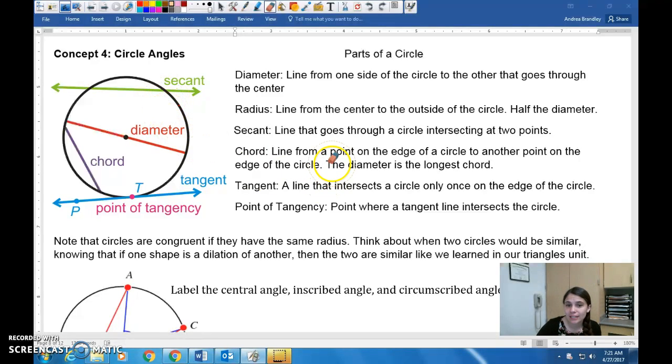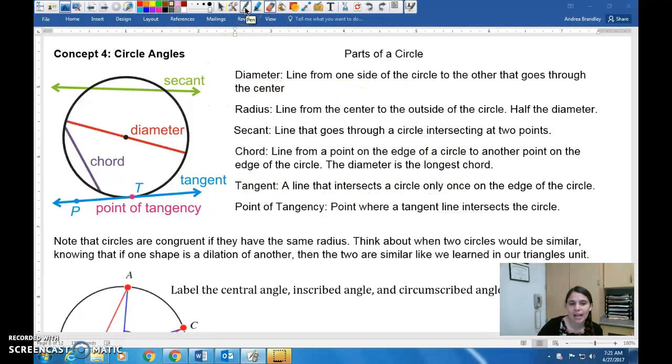A chord is a line from a point on the edge of the circle to another point on the edge of the circle. So if you started at one edge of the circle, you can end wherever you want on another side. If I started here and ended over here, that would be a chord. If I started here and ended here, that would be a chord. So a diameter is technically also considered a chord because it goes from one point on the circle to another point on the circle, and it's the longest chord. Because it goes through the center, it's able to have the longest length.